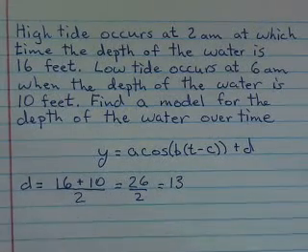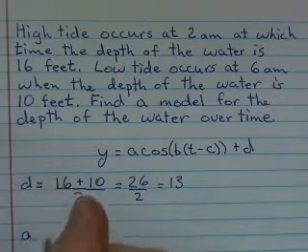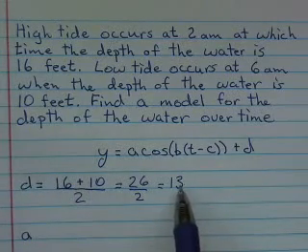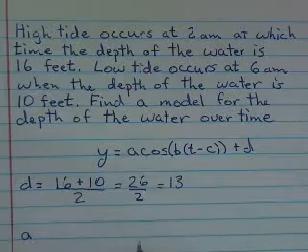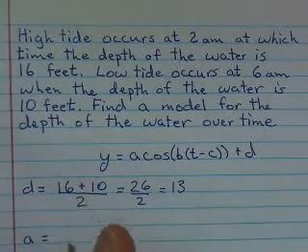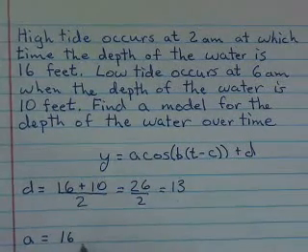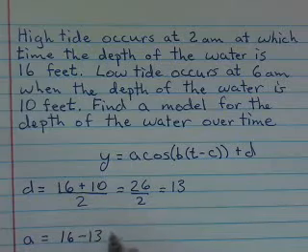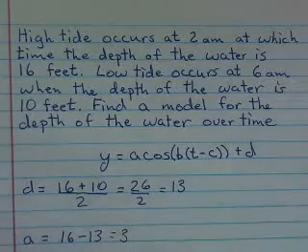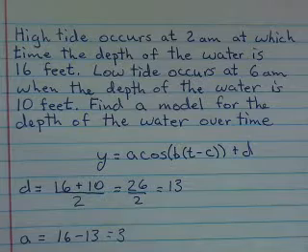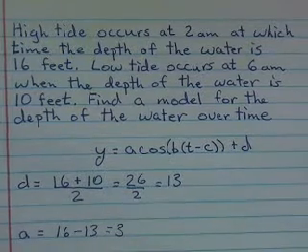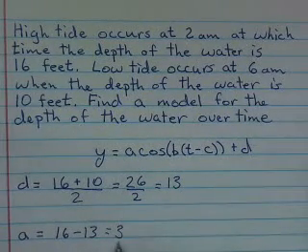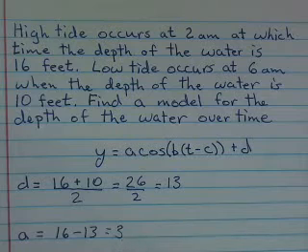Now let's get the A part. A is going to be the distance from D up to the max. So this is going to be 16 minus 13, which equals 3 feet. So we take the maximum depth of the water minus the average depth, and we get the amplitude, 3.